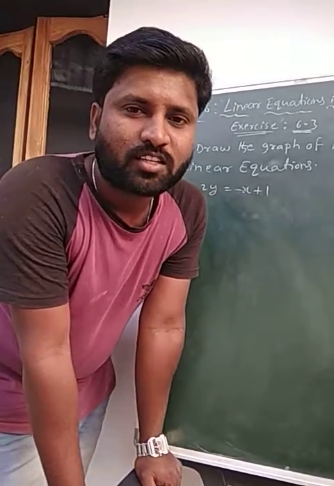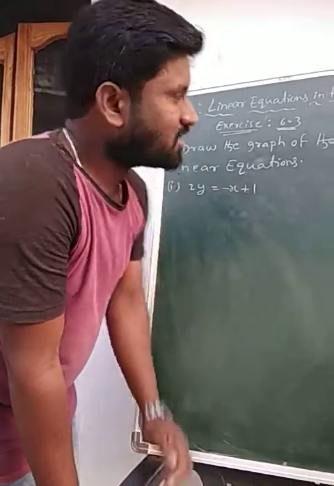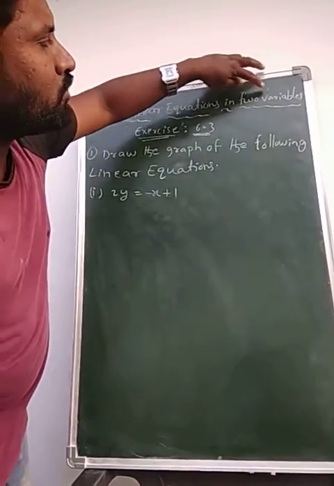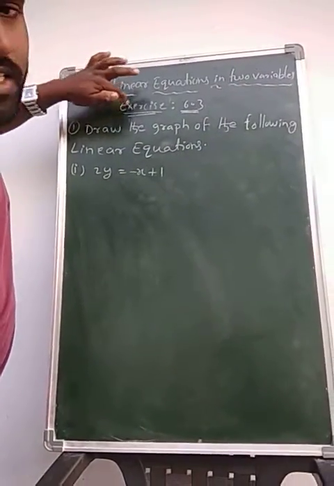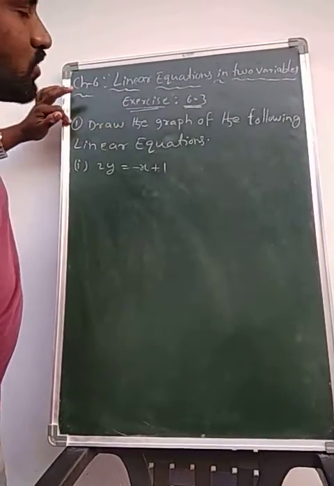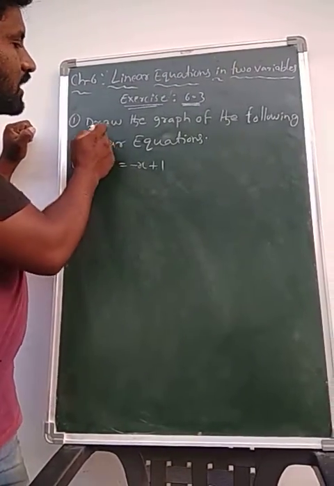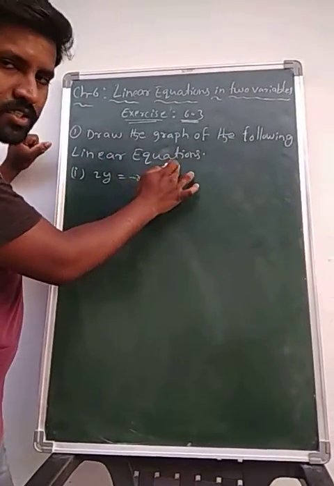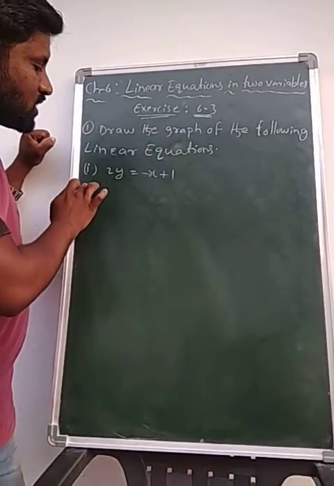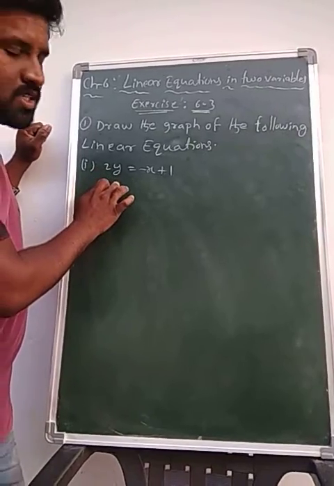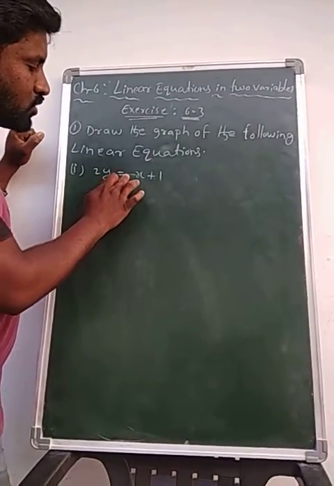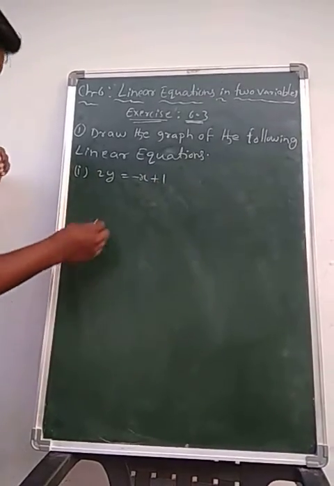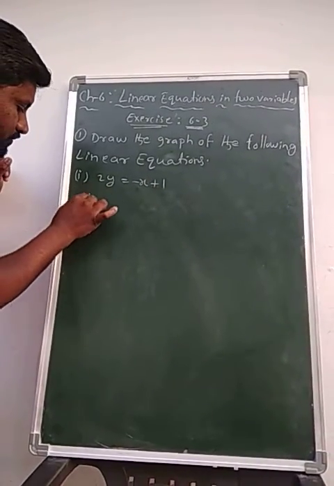Good morning students. Today we are going to discuss chapter 6, linear equations in two variables, exercise 6.3. The first question: draw the graph of the following linear equations. In that first question, the given linear equation is 2y = -x + 1. Okay, so see its solution.